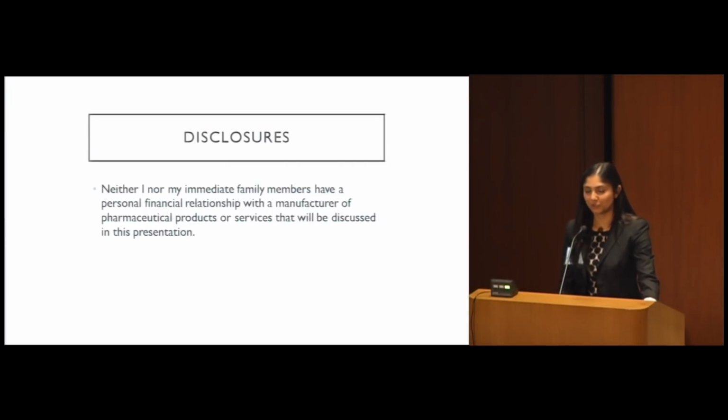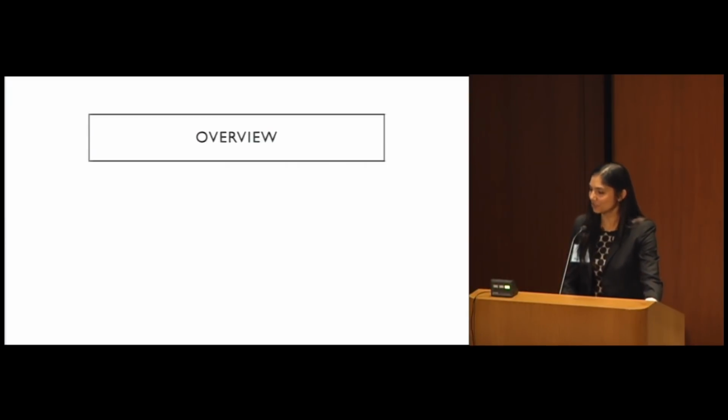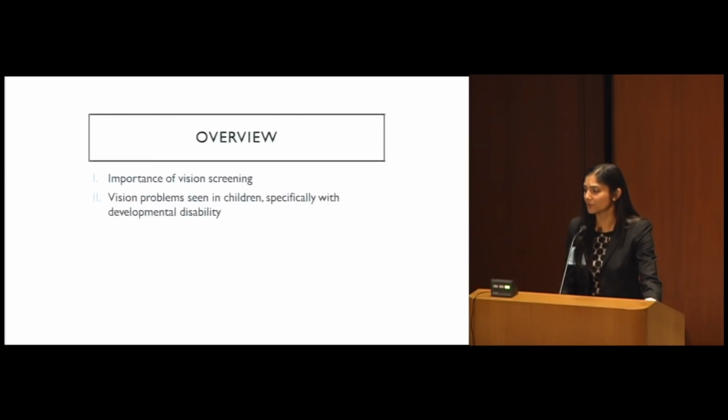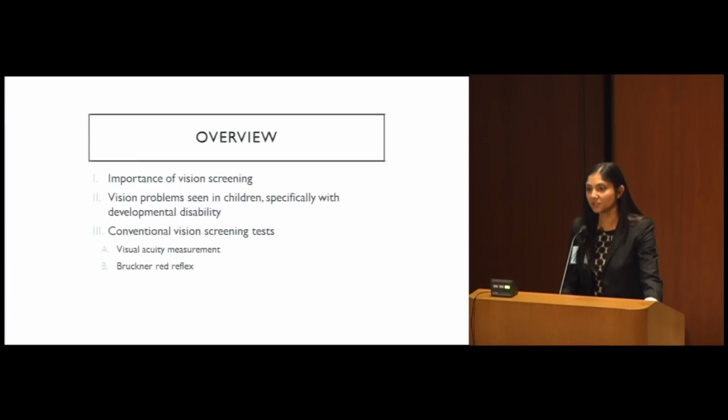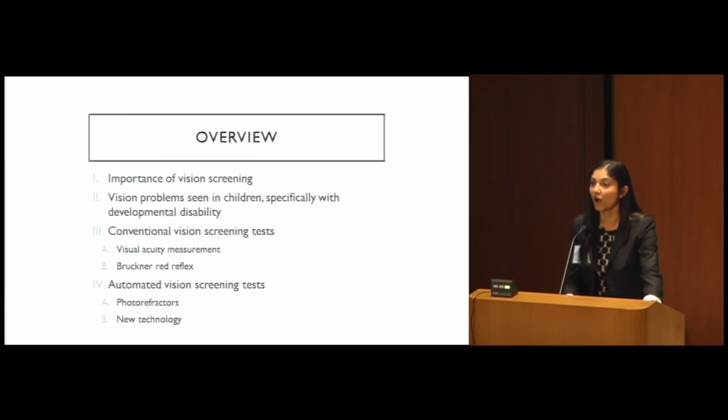So just to begin, I have no disclosures to report just yet. As an overview today, I'm going to be speaking to you first about the importance of vision screening in general and the impact that it has. Secondly, talking to you about the vision problems that we often see in children, especially those that have developmental disabilities. Then I'll speak to you about some conventional screening tests that we have readily available at our disposal just in our normal clinic that I'll show you how to do and hopefully you can implement in your own practices. And then lastly, I'll talk to you about some of the new technologies that we have for automated vision screening so that you might be able to use these modalities as well.